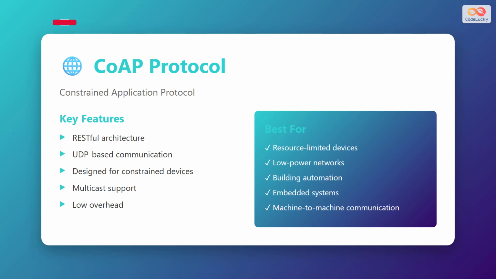The Constrained Application Protocol, or CoAP, brings REST architecture to constrained devices. It uses UDP-based communication for reduced overhead and is specifically designed for devices with limited resources. CoAP supports multicast communication, making it efficient for group messaging. This protocol excels in scenarios with resource-limited devices, low-power networks, building automation, embedded systems, and machine-to-machine communication where efficiency is paramount.